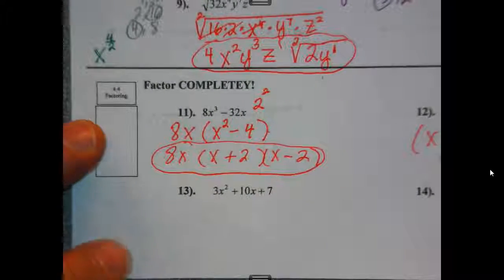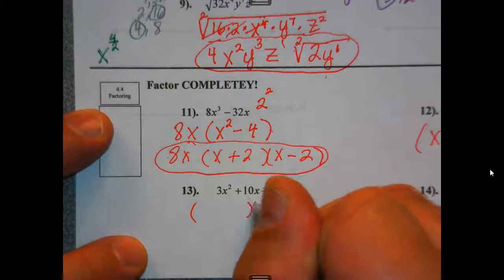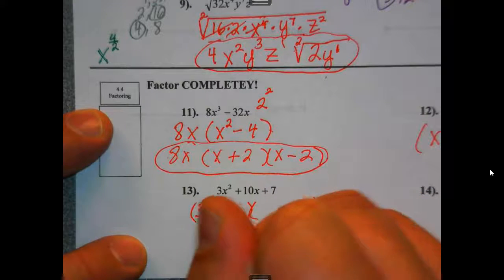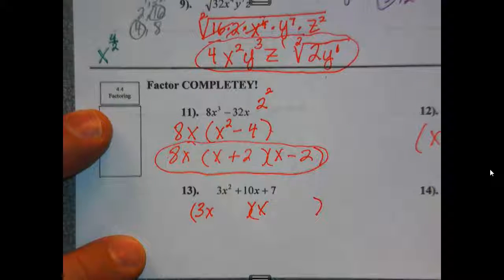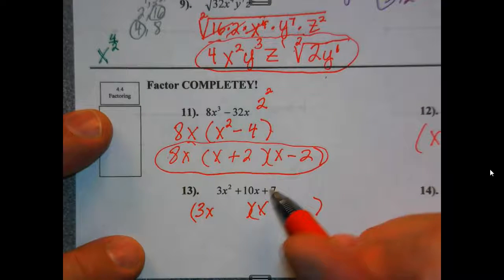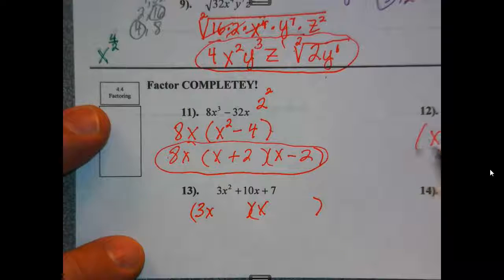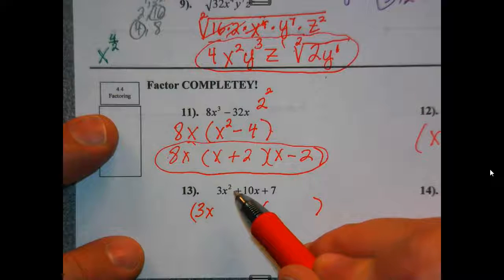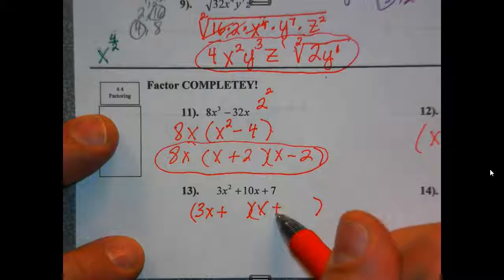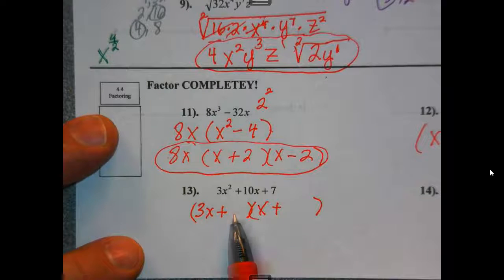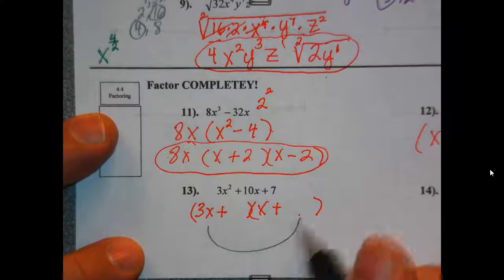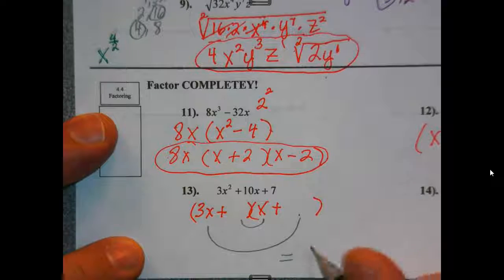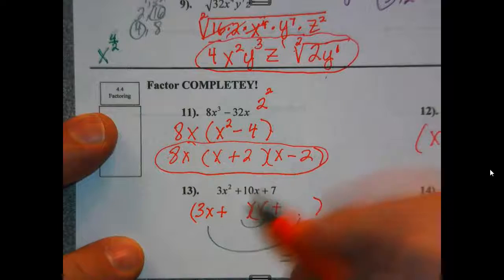Okay. All right, 13. Even though a is not 1, this isn't too bad because there's only one way to get 3x squared, 3x times x. There's only one way to get 7, and that's 7 times 1. It's a positive, so we're going to have same signs. I want the signs to be positive. Okay, do I want to put the 7 here or the 7 there? Because when you multiply these and add them up, they have to equal 10x. 7, then 1.